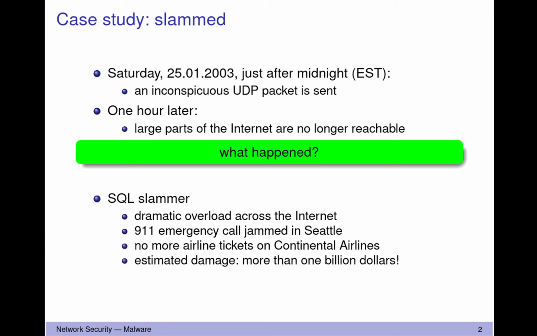The 911 emergency call was not available in Seattle. Some airline tickets were not available. There was lots of damage through this activity. Basically, many servers on the internet were very busy processing this effect instead of doing their regular tasks, and those services were not available.